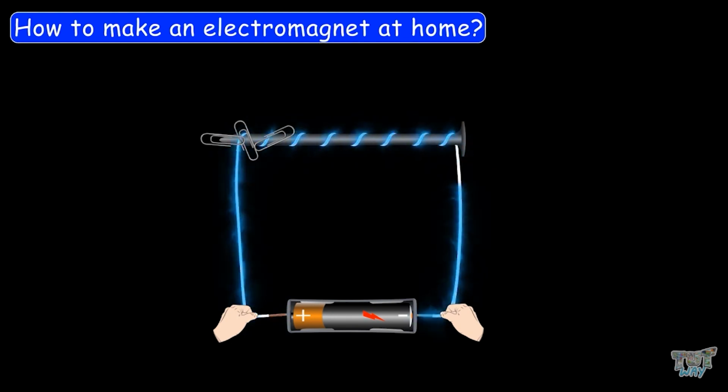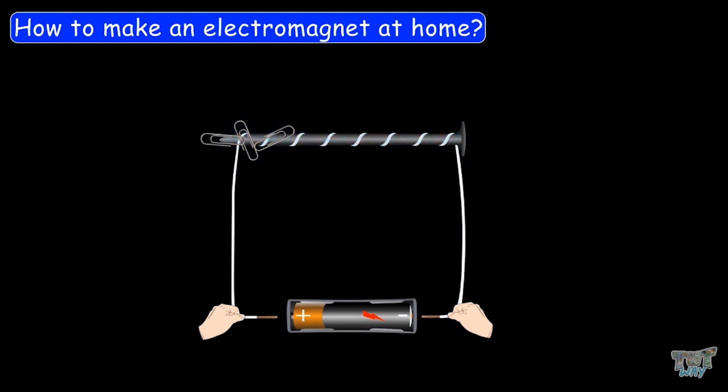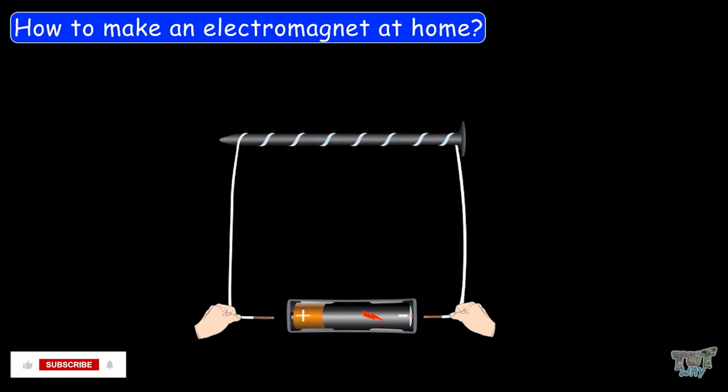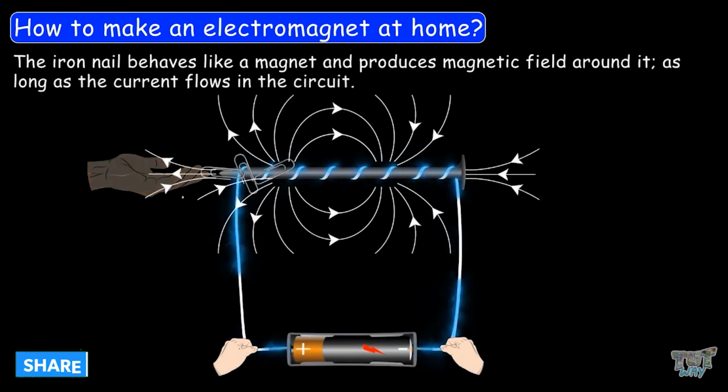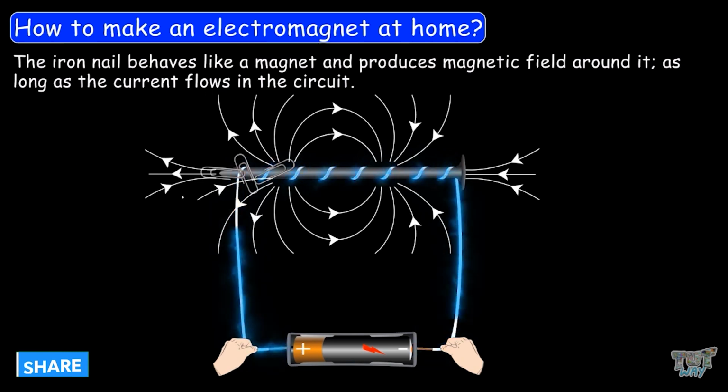This is because of the electricity flowing in the wire that is passed into the iron nail, making it magnetic. When you disconnect the battery, the circuit becomes incomplete. The current stops flowing through the wire. The iron nail behaves like a magnet and produces magnetic fields around it as long as the current flows in the circuit.